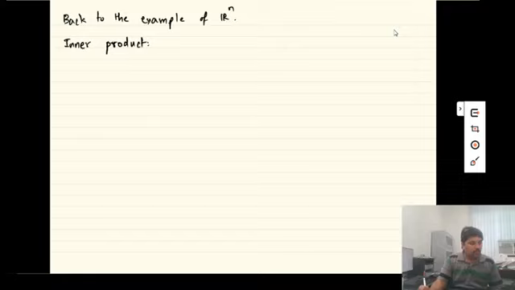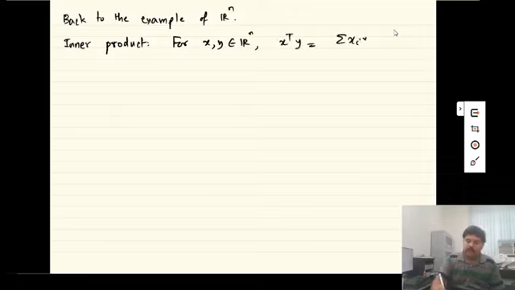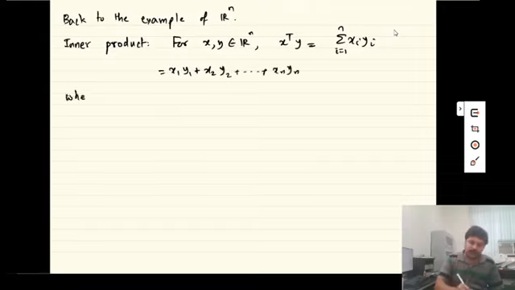So how do I define the inner product? For any two vectors x and y in Rn, x transpose y is defined as the summation of xi yi, i going from 1 to n, which is nothing but x1 y1 plus x2 y2 plus up to xn yn, where, in the notation that we defined in the first class, x is x1 up to xn and y is y1 up to yn.